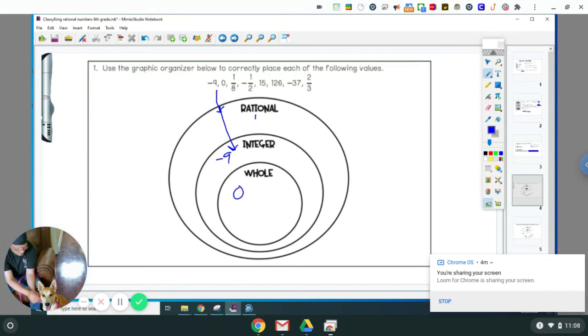1/8 is rational, but it's not an integer because it's a fraction. And since it's not an integer, it cannot be a whole number. -1/2 is the same idea. That's a fraction, so it cannot be an integer. And since it's not an integer, it cannot be a whole number. Next number is 15. 15 is rational, and it's also an integer, but it's also a whole number because it's positive and it doesn't have a decimal or a fraction.